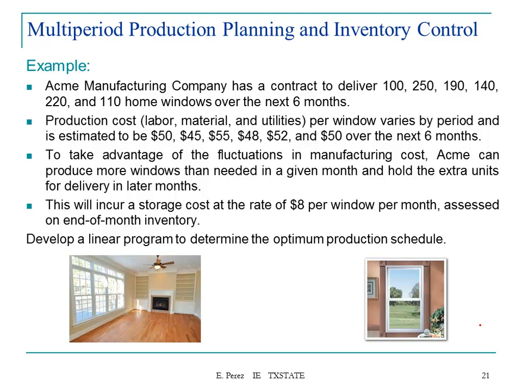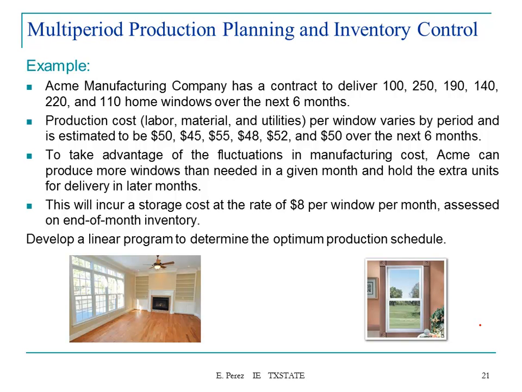So we're going to produce more windows than needed in a given month and hold the extra units for delivery in later months. So you can take advantage of the fluctuations in terms of the cost. So this will incur a storage cost at the rate of $8 per window. So if you put that into your inventory, you also have to cover the cost for your warehouse or your storage, and that will be $8 per window per month, as of the end of the inventory. So we're going to use this information to develop our LP, our linear program, to determine the optimal production schedule for the next 6 months.